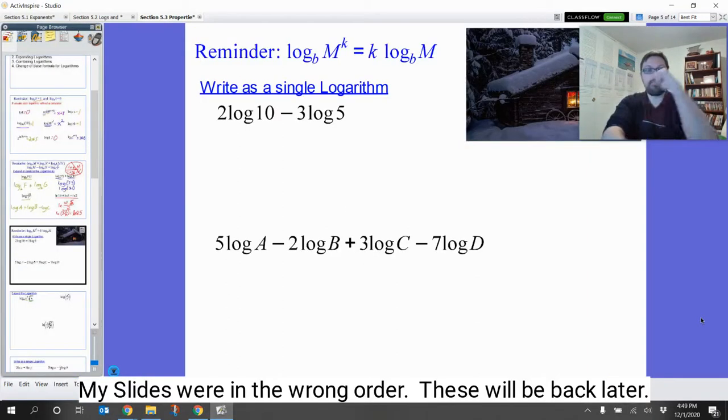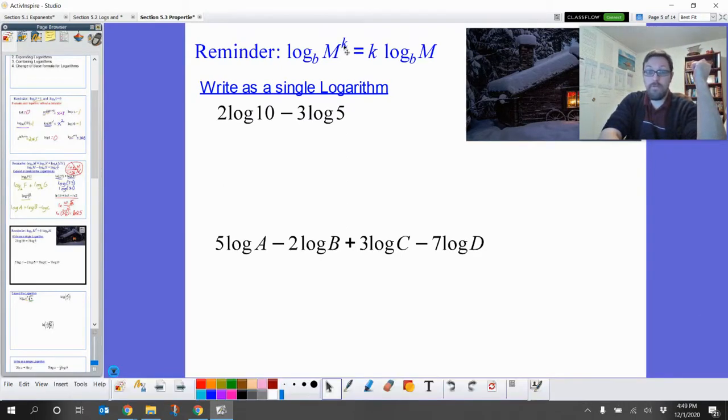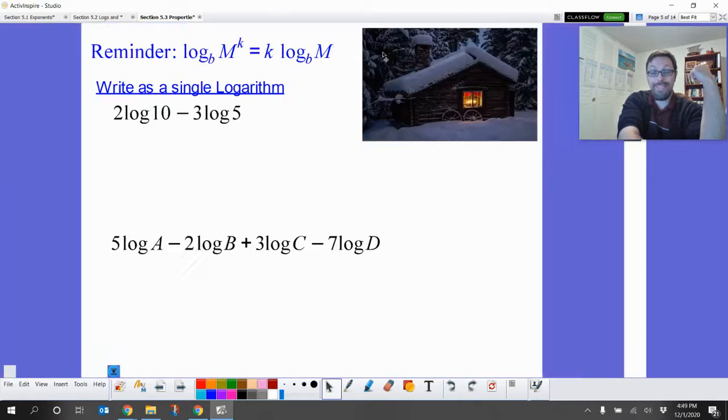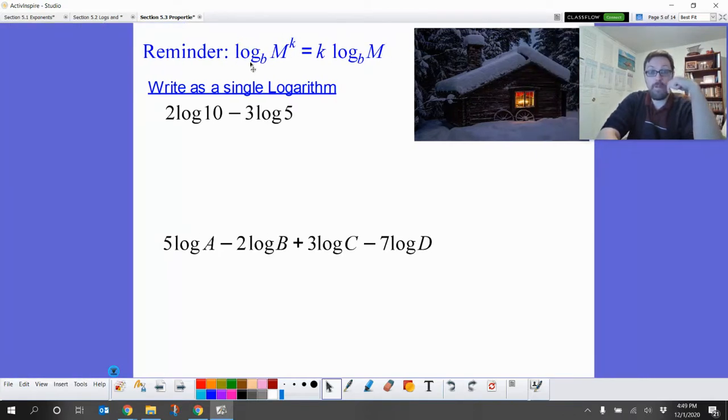Okay, so one more exponent rule. It's the idea that if you have an exponent inside of a logarithm, and I was kind of using this earlier, you can bring that exponent in front. So this was kind of that secret thing that I mentioned earlier. If you have an exponent inside of a logarithm, you can bring it in front of the logarithm. So you get k log base b of m.